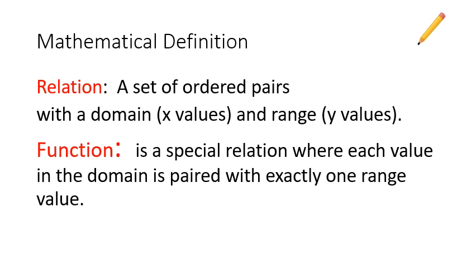A relation is a set of ordered pairs with a domain, or x values, and range, or our y values. A function is a special relation where each value in the domain is paired with exactly one range value. Only one has to be one.